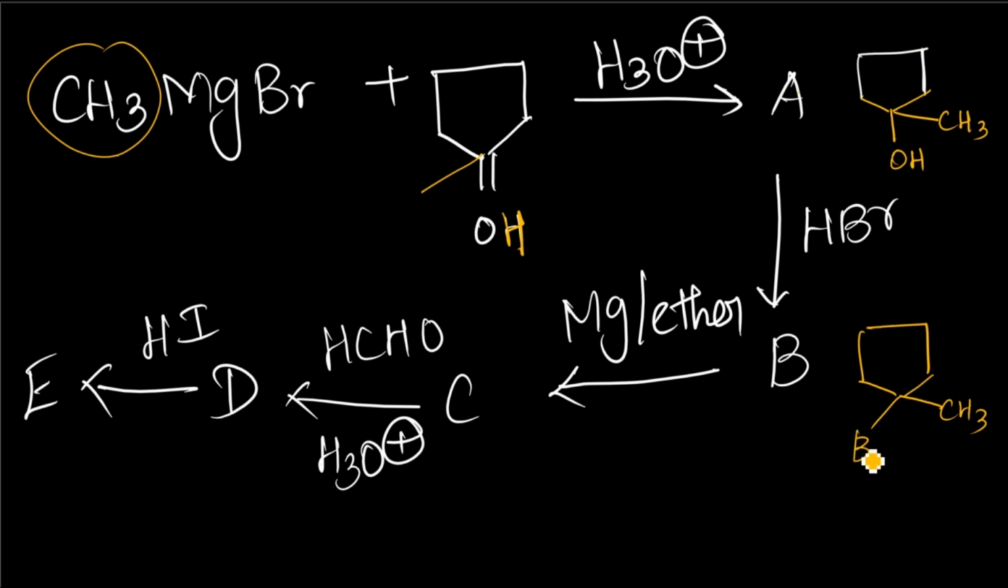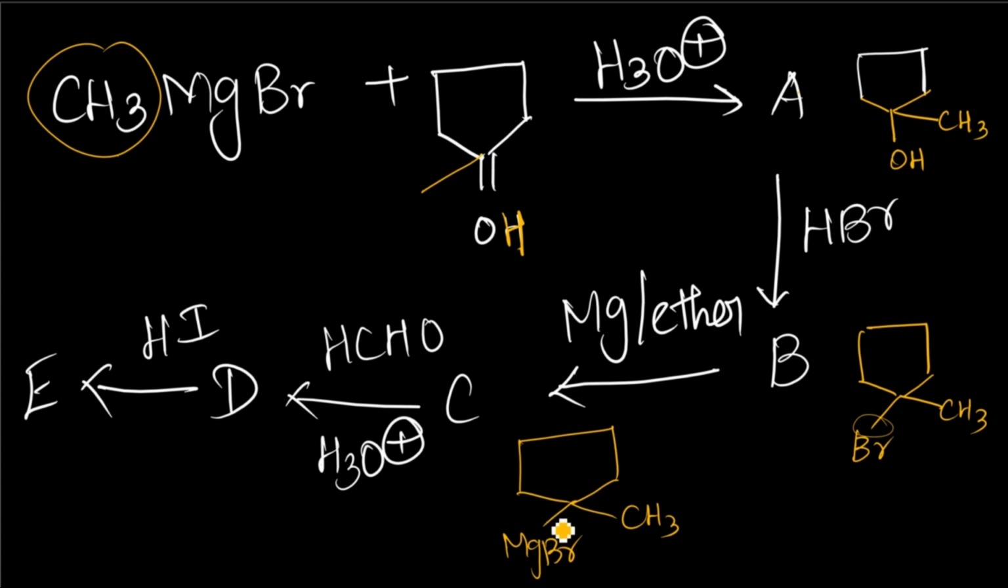Okay, so Br will get substituted over here. Then B with the magnesium ether. So what will that do, magnesium will take up this position. That's it. As simple as that. So I'm writing CH3MgBr. That is our C.